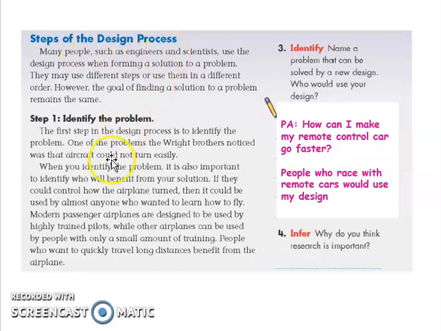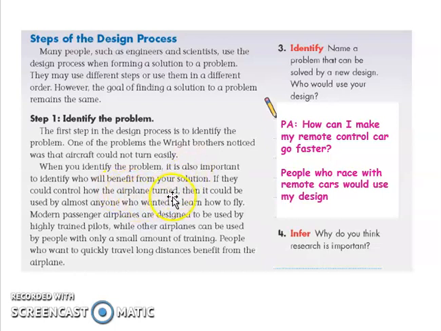Steps of design process. The first one is identify the problem. So you need to figure out what the problem is. The first step in the design process is to identify the problem. One of the problems the Wright brothers noticed was that the aircraft could not turn easily. So this is the first identified problem in the first airplane. If I want to turn right, it's not easy to turn right. There are many factors. It's because of the wind factor. It's because of the heaviness of the aircraft they invented before. So that is a problem they figured out before.